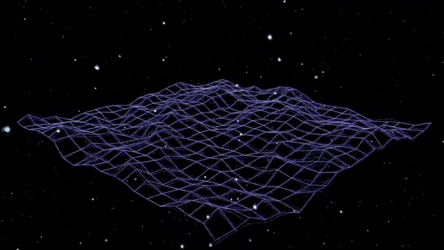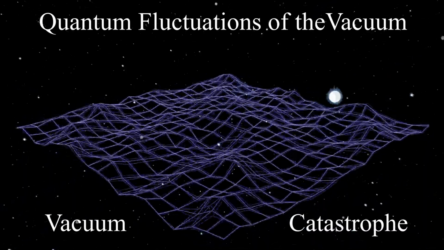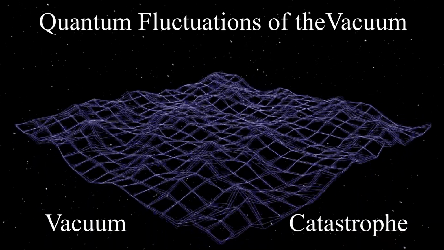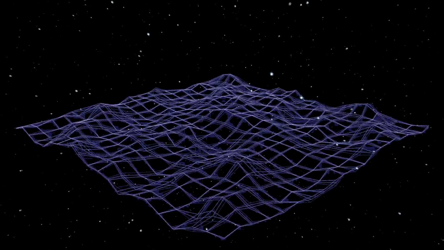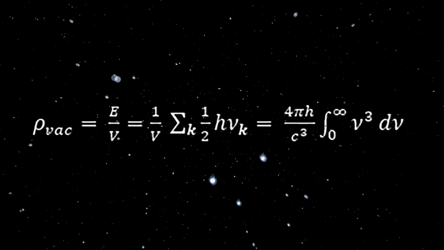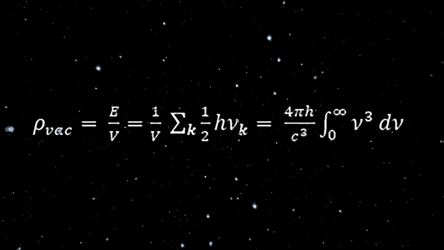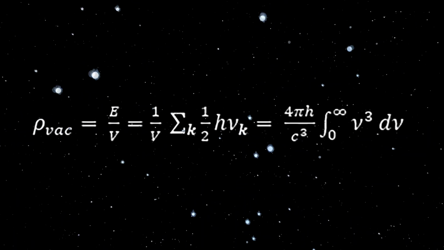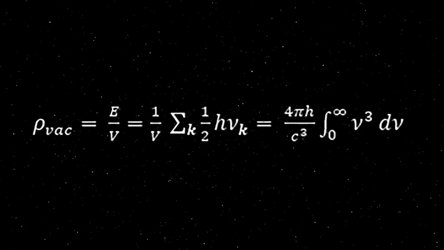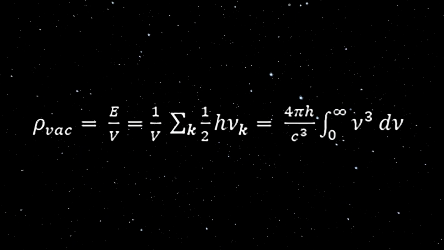Unfortunately, quantum field theory predicts a dark energy density associated with quantum fluctuations of the vacuum that is too large by 120 orders of magnitude. This is called the vacuum catastrophe. To solve this problem, we first view the vacuum electromagnetic field as a collection of quantized harmonic oscillators of normal mode frequencies, nu sub k, summing over the zero-point energies of each oscillator mode. h is Planck's constant, and c is the velocity of light in a vacuum. This leads to the energy density equation shown here.